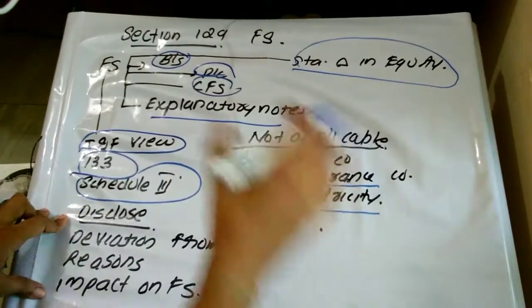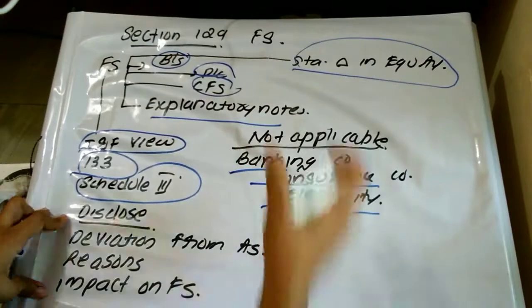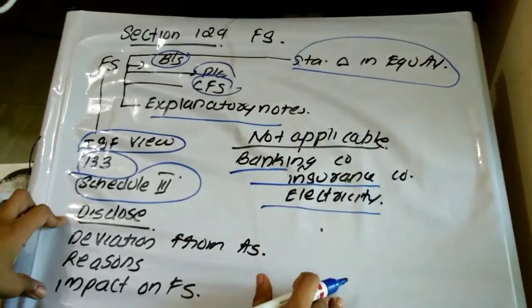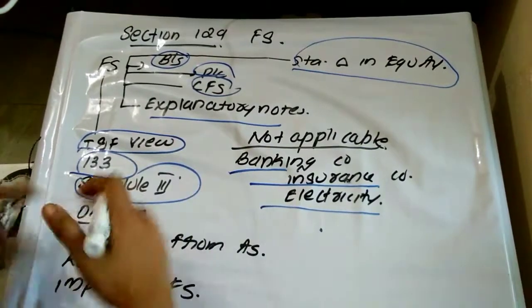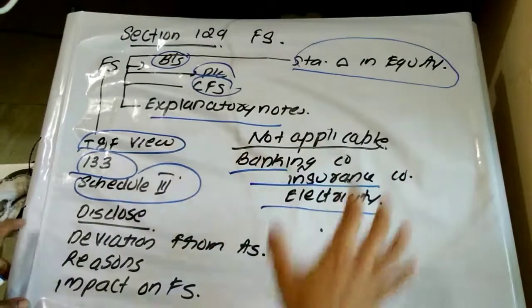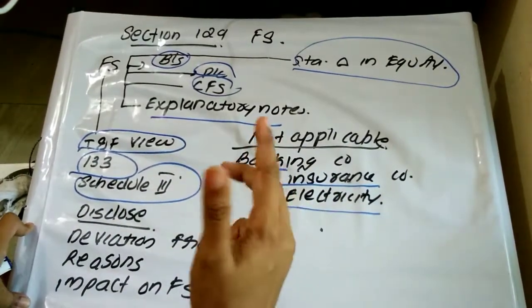Okay, so here we have discussed what comprises a financial statement and the requirements to be followed while preparing it. It has to comply with Schedule 3, it has to comply with the accounting standards, and it has to provide a true and fair view of the state of affairs of the company. This is not applicable to a banking company, electricity company, or insurance company.